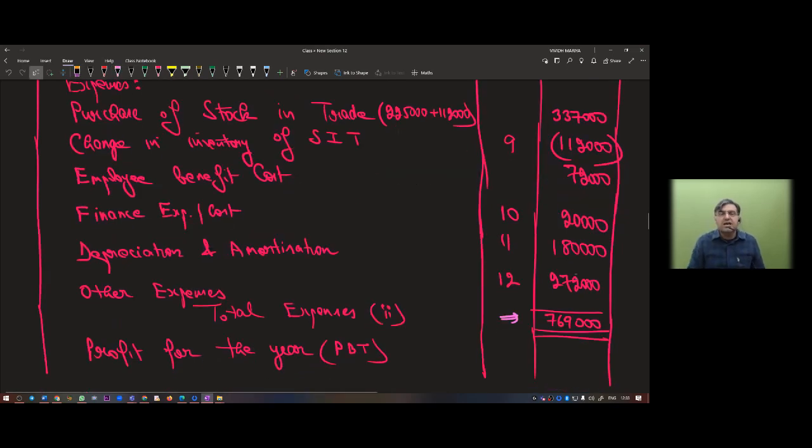So totaling was done correct. Next is the interest on the loan was already recorded in the books, so it has to be one impact only on the balance sheet. So the impact on finance expense is removed. Next is other expenses includes selling and distribution expense. It was missing from the total. It becomes 2,72,000. Grand total corrected one is 7,69,000.